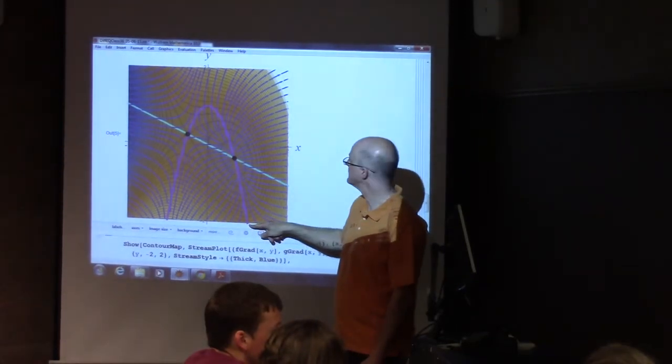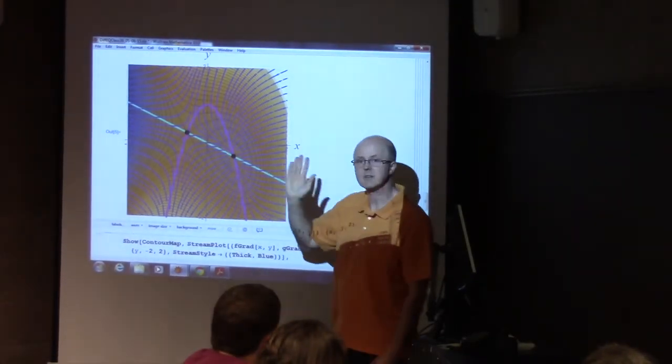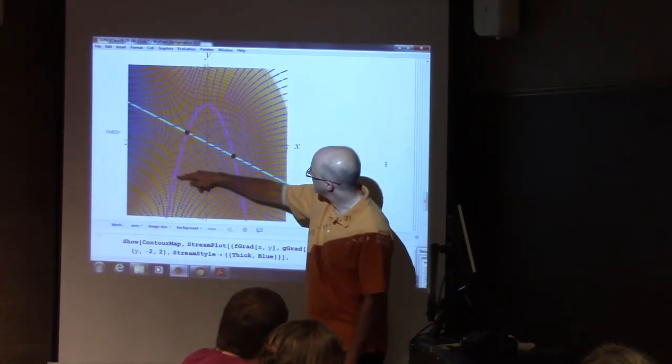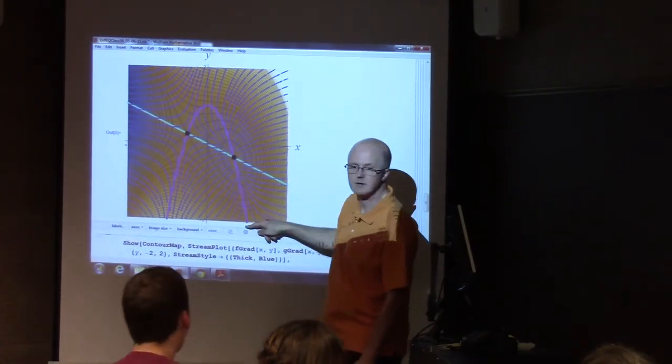That's the x nullcline. Solutions are crossing it vertically. See? Up here, they're going upward. Along here, they're going downward. Along here, they're going downward.